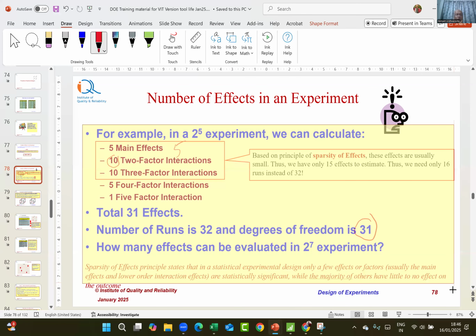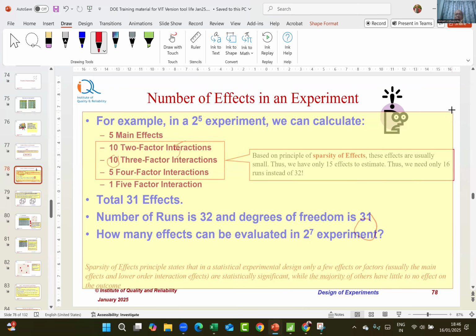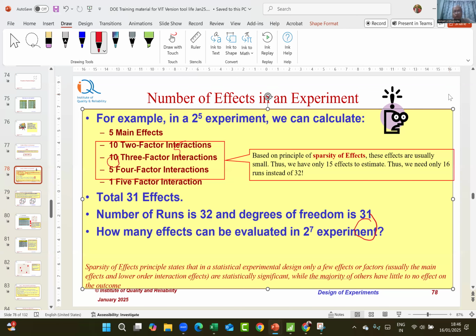Of course, you can reduce the analysis. I mean, we can reduce the number of terms by selecting smartly, like we did in Minitab yesterday. But still, there is a better way of doing it by design.